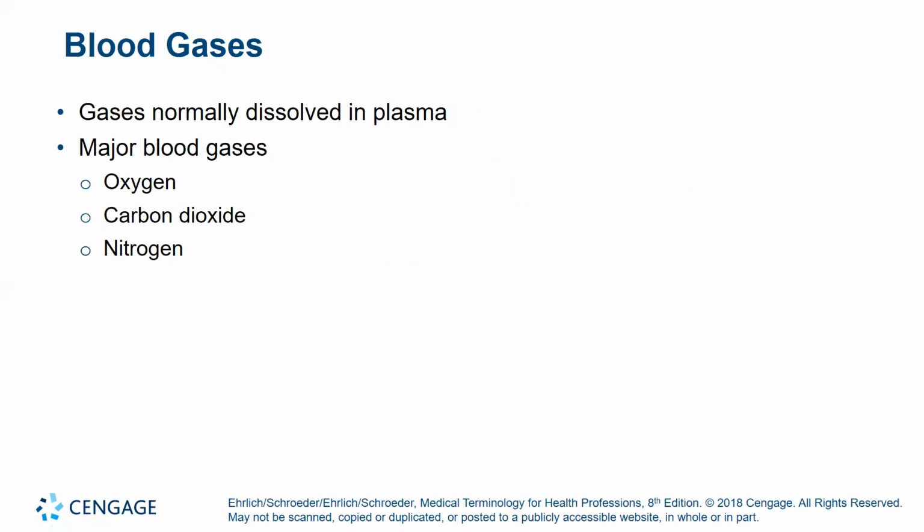Blood gases. These are gases normally dissolved in the plasma. Major blood gases are oxygen, carbon dioxide, and nitrogen.